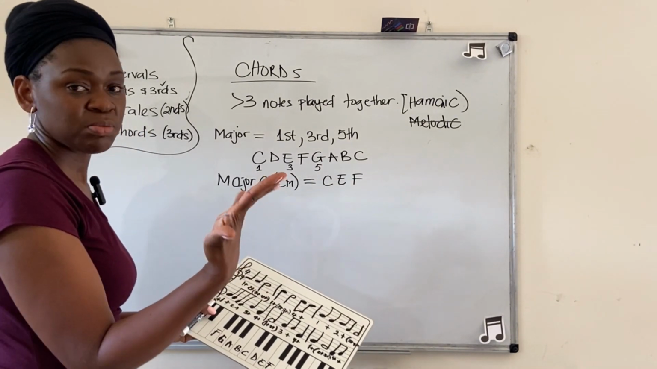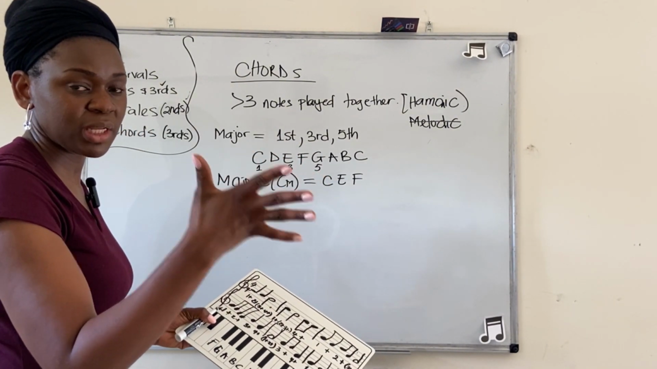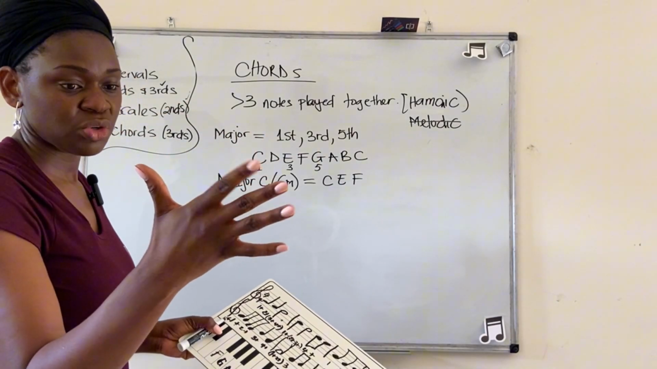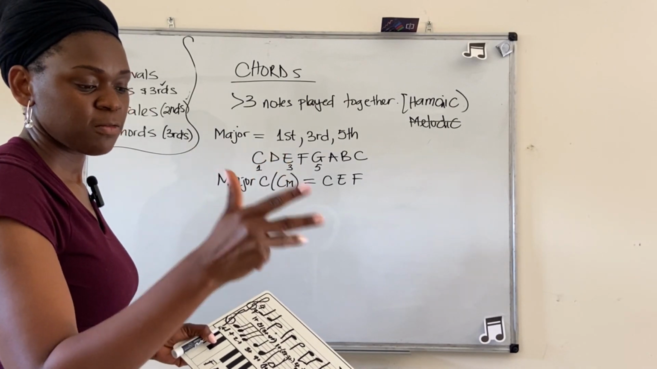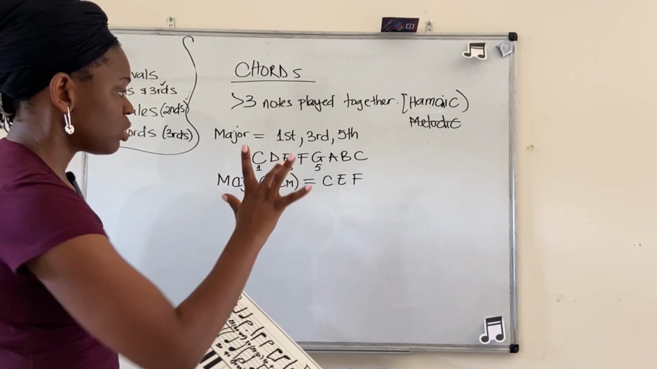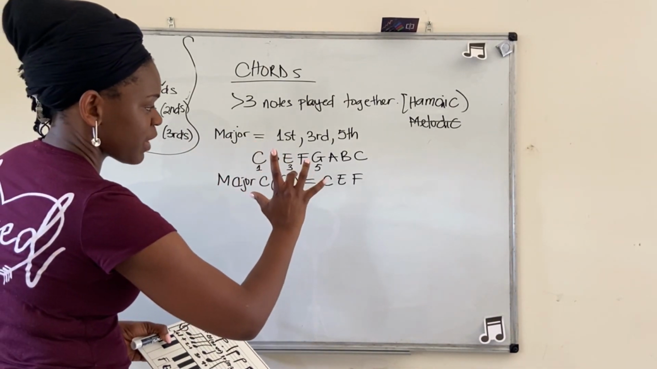In my introductory video, I mentioned how fingers are numbered when you're playing the piano. So you have 1, 2, 3, 4, and 5. You're going to be using 1, 3, and 5 to play a chord C.